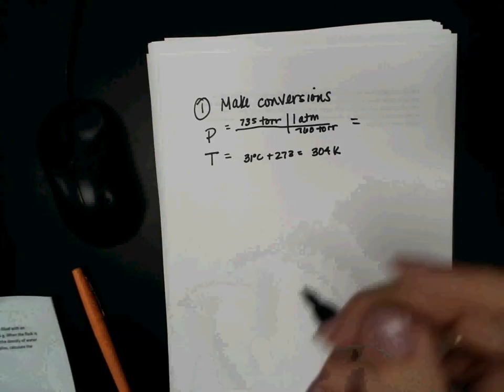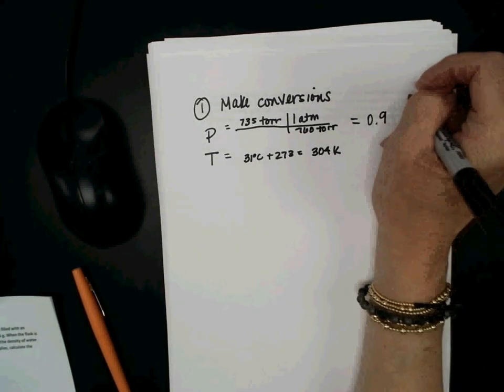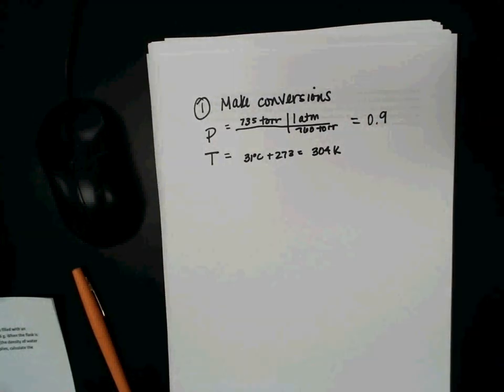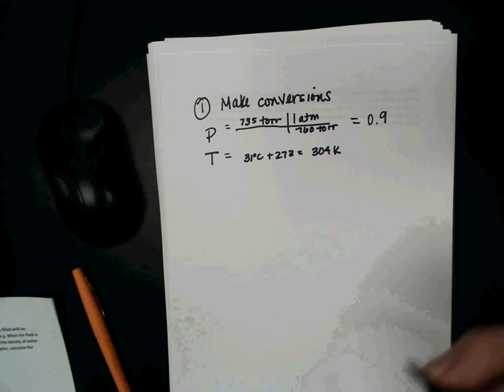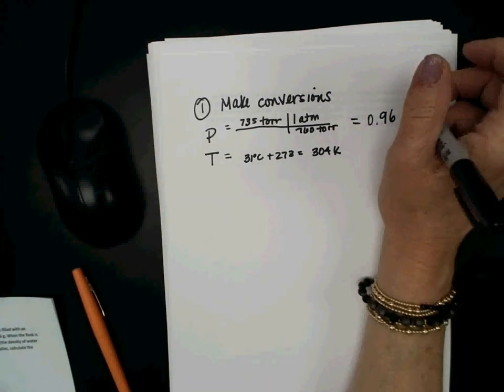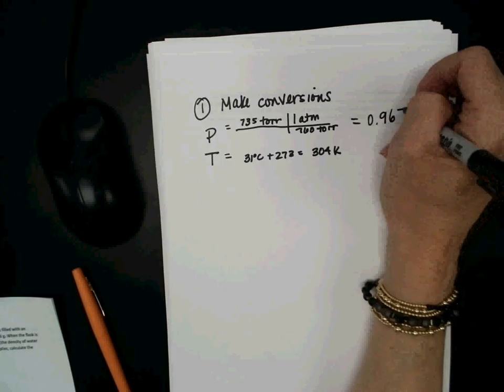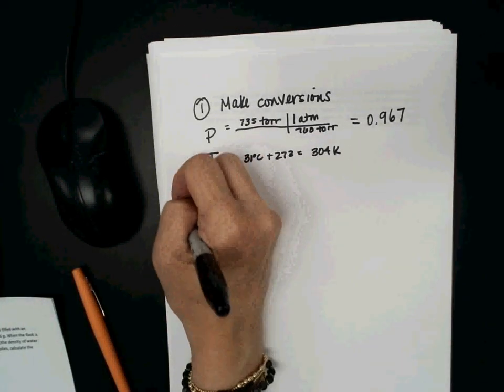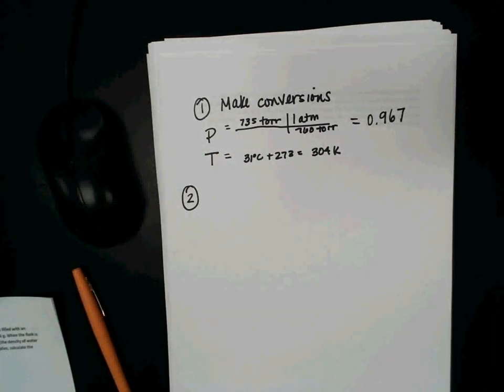Seneca, what's the pressure? 0.9... 6? Okay. 9.6. I'm going to carry it out one more. 9.6. Did you get 9.67? Yeah, okay. All right, so that's a good place to start. Then we'll look to the problem and we'll see what we need to do next.